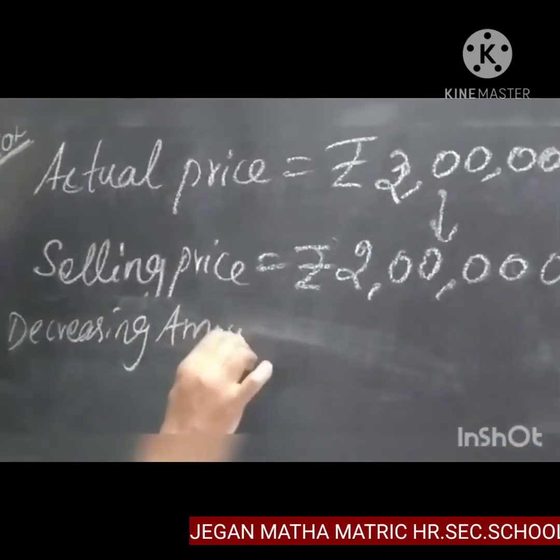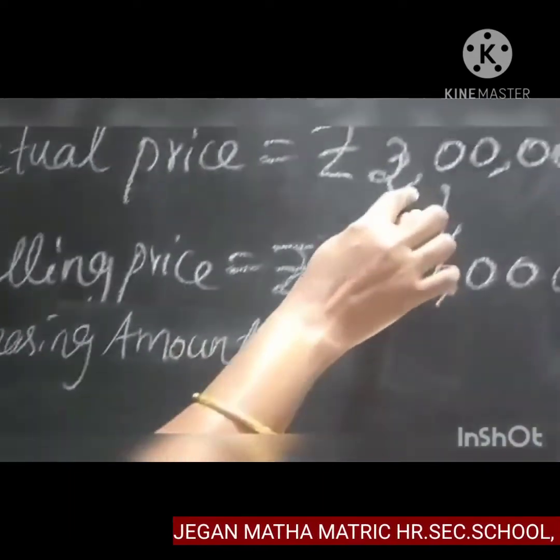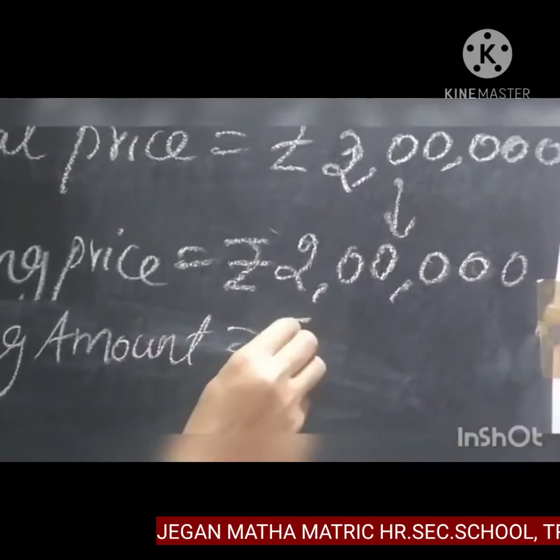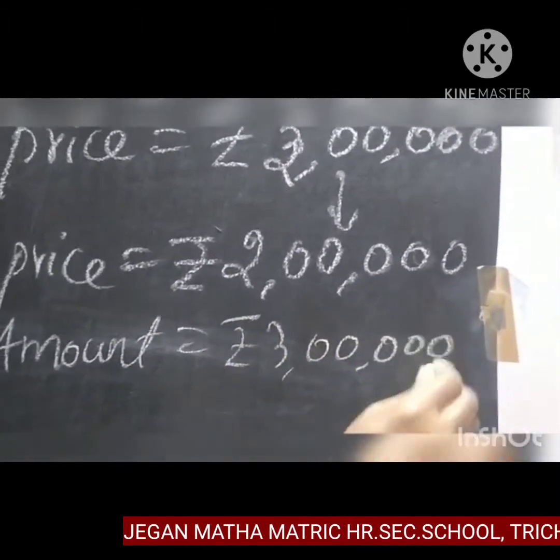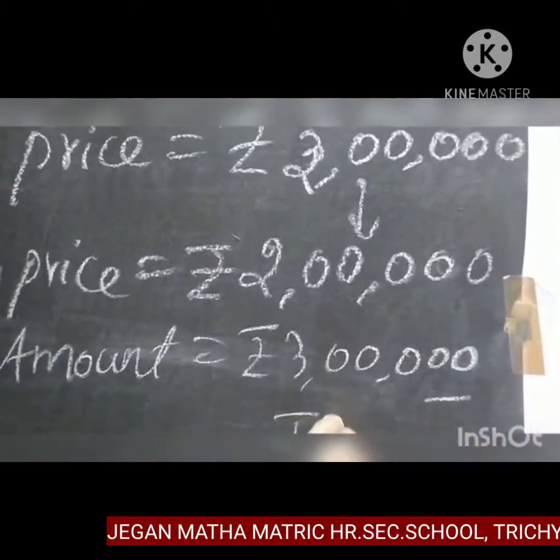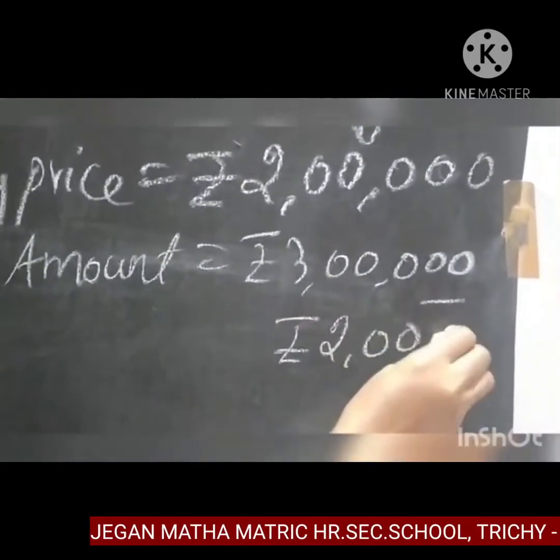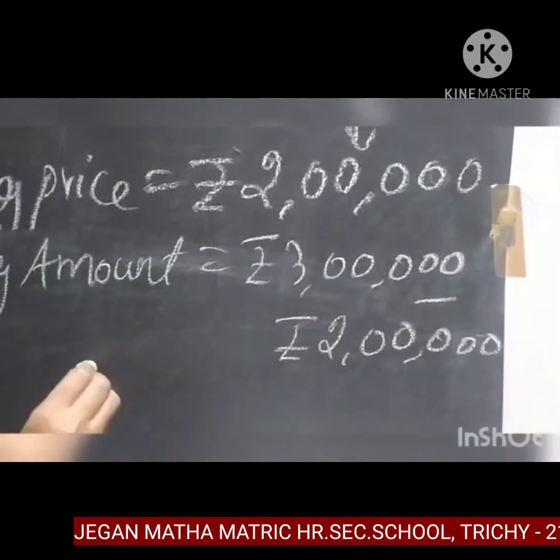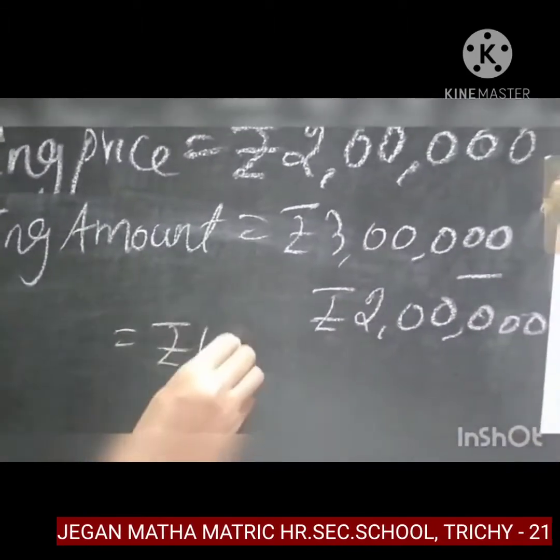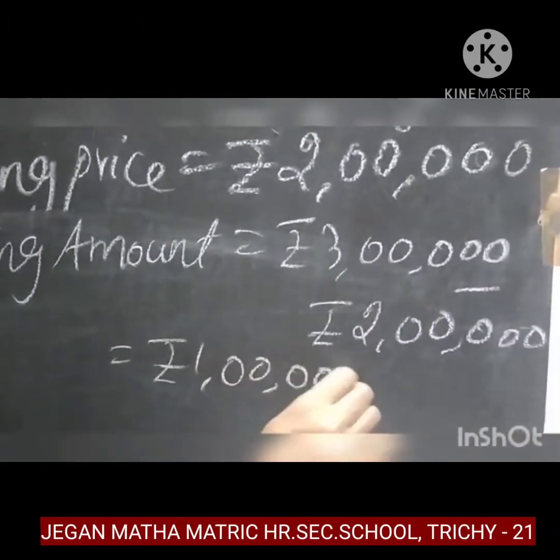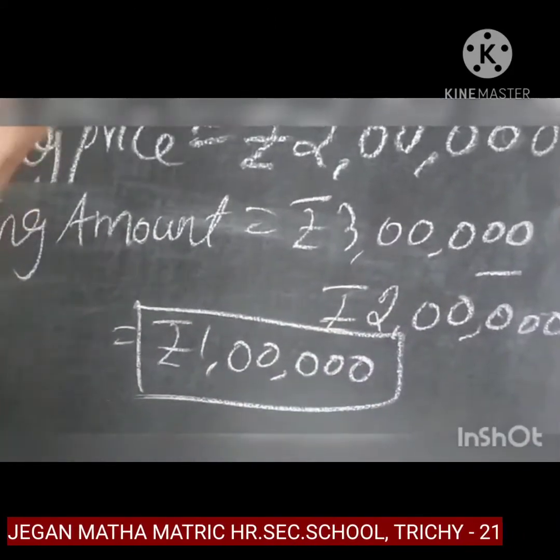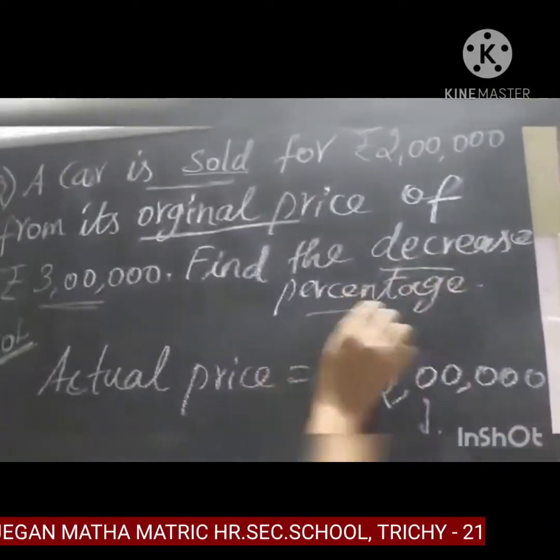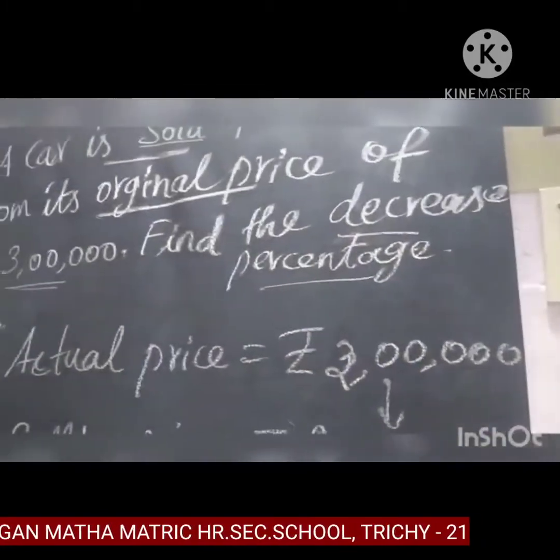So the difference of these two is what? 1 lakh. So 3 lakh minus 2 lakh. Rupees 3 lakh minus rupees 2 lakhs. So the decreasing value is 1 lakh rupees. So amount of decreasing 1 lakh. So here in this sum they are asking to find the decrease percentage of the decreasing amount.